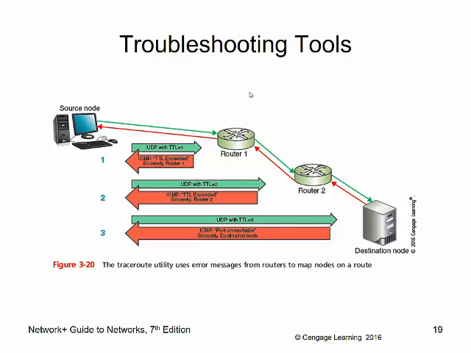I've got two nodes right here. Here's my source, node A, and there's my destination, node B. And we communicate back and forth. Well, all of a sudden, communication breaks down, and I want to try to figure out why.